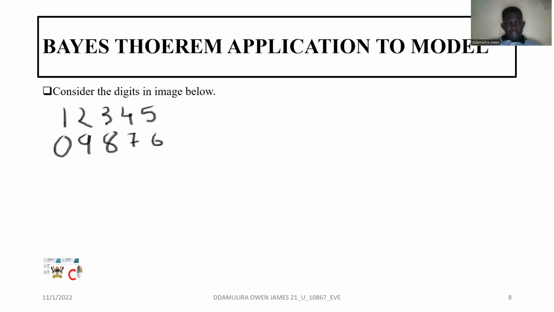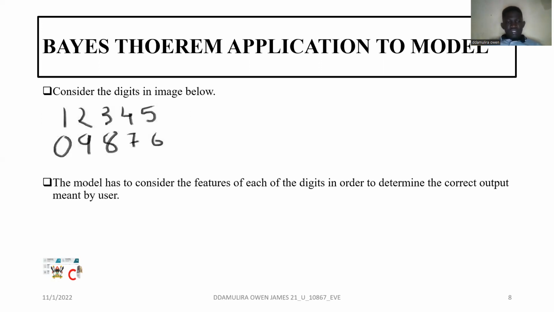Then I come to how we use Bayes' theorem in many ways. Consider it in the image: 0, 1, 9, 8, 7. The model has to consider the features of each digit and determine the correct output meant by the user. If you look at a 9 or an 8, the model has to consider the features, as we talked about in the opening stage: the shapes, the positions of those numbers, and consider which class or which output the user meant.